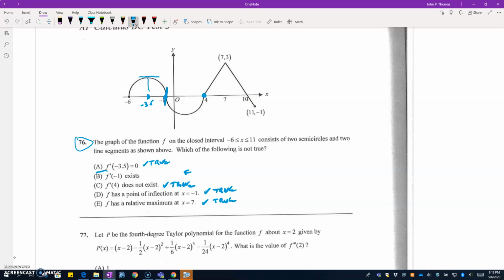We also had a pretty good hunch that this one was going to be the false one, because the tangent line is vertical, which means that the derivative is undefined. So B is our correct answer.